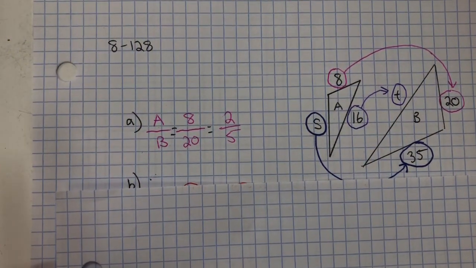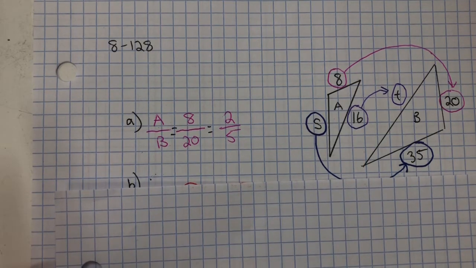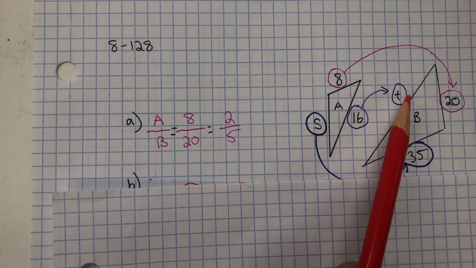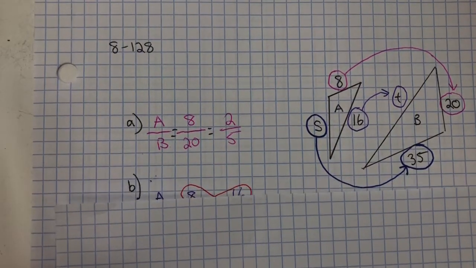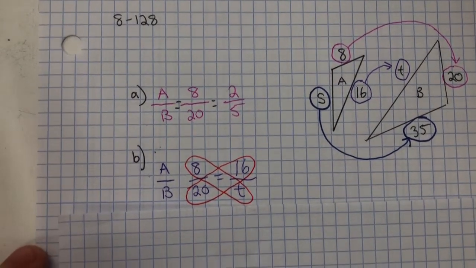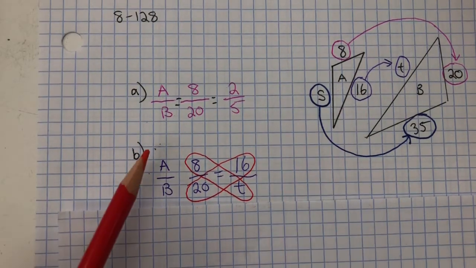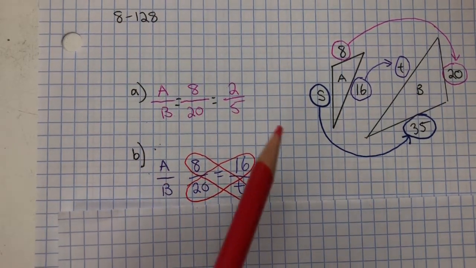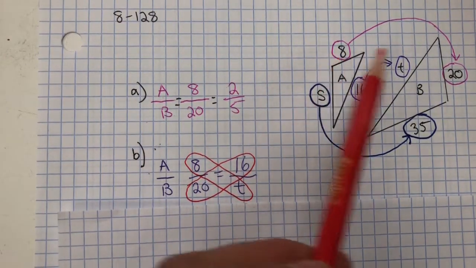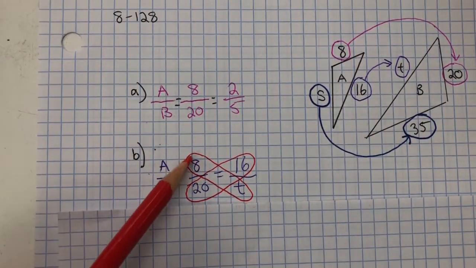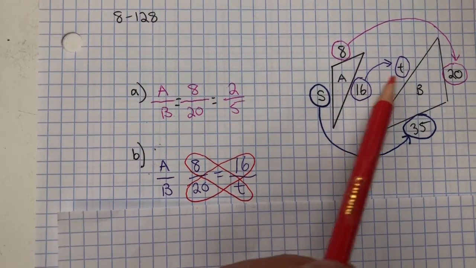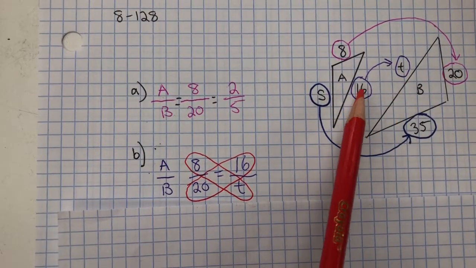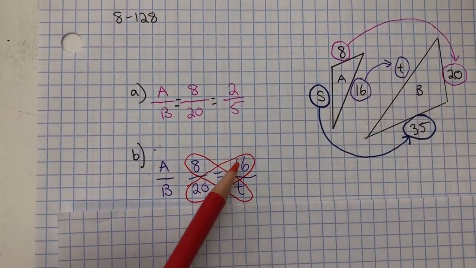For part B, I needed to find the missing sides for S and T. You do that by using the corresponding sides. So I'm going from A to B, and I have 8 to 20. That was given, 8 to 20. And then I'm going to do T. T is on B, so I'm going 16 to T, 16 to T.